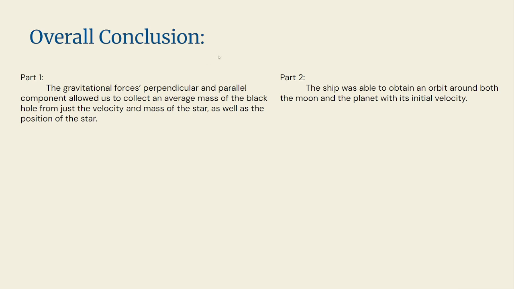So for the overall conclusion, for part 1, the gravitational force's perpendicular and parallel components allowed us to find an average mass of the black hole from just the velocity and mass of the star as well as the position of the star. For part 2, the ship was able to obtain an orbit around both the moon and the planet with its initial velocity.